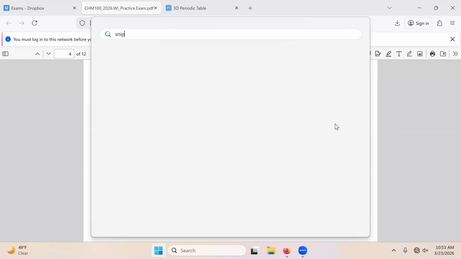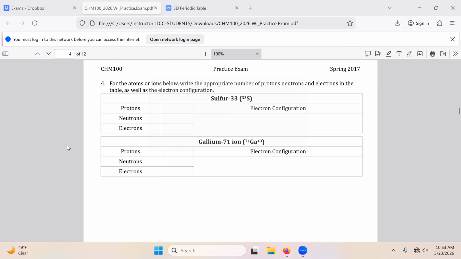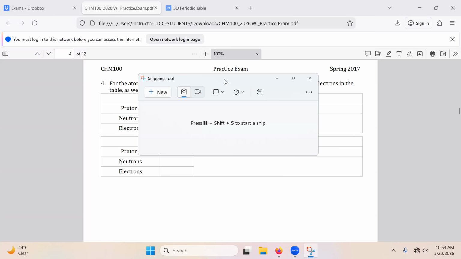Here's what we can do. It'll actually capture the board work for the rest of this. And we will open up a blank PowerPoint.